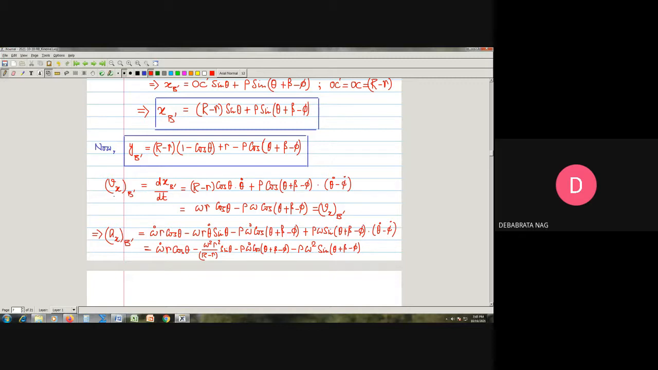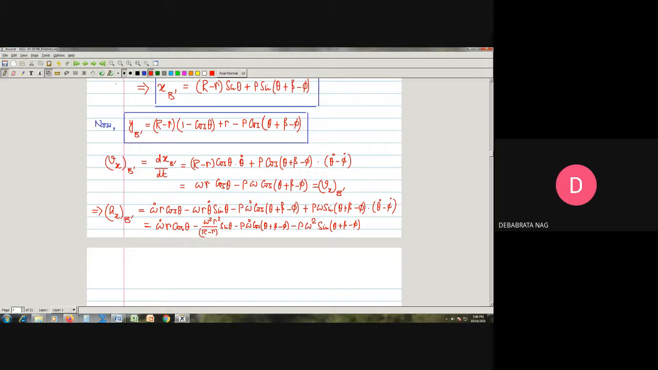Now once this is done for the velocity and acceleration, we come to the y component of the velocity and acceleration. So we need to differentiate this y coordinate also. So what we can do from here at this stage is something like this.